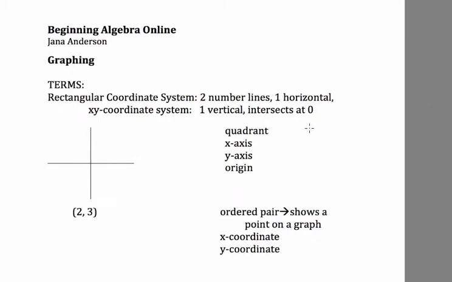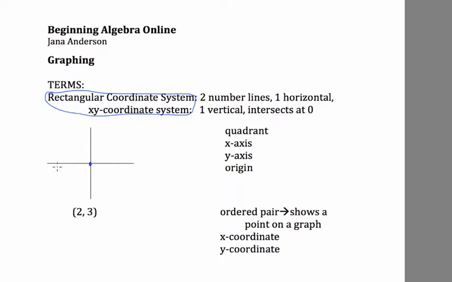Welcome to graphing. We'll start by talking about some terms. The rectangular coordinate system or the XY coordinate system, they're both talking about the same thing. They consist of a two-dimensional space that we use for graphing. They consist of two number lines, one horizontal and one vertical, that intersect at their 0 points.